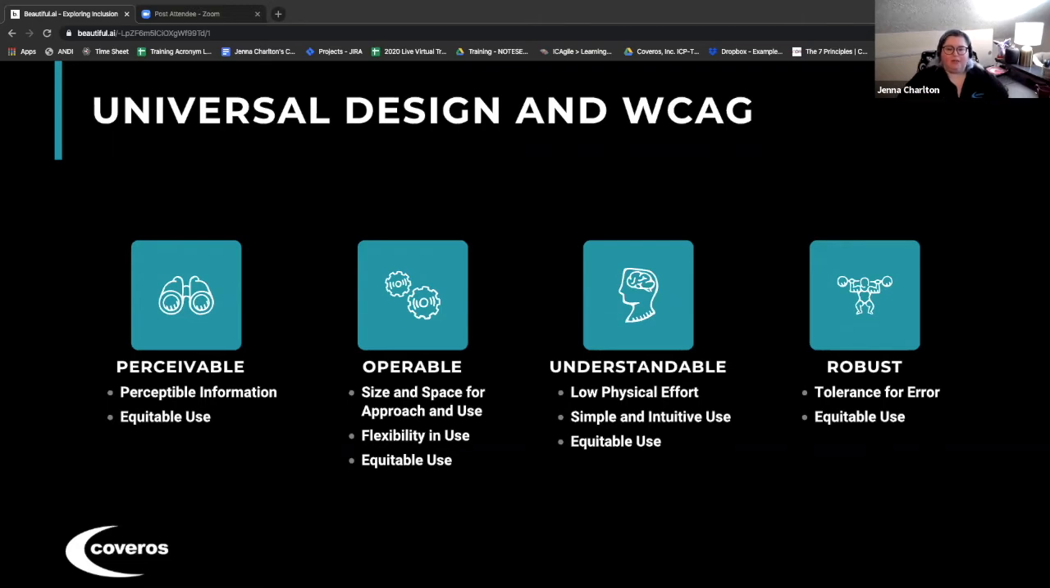It's all about making sure that everybody has equal availability, accessibility, and everyone can use the application or the physical product you've built equally. And this doesn't mean that we leave anyone behind, and it doesn't mean that somebody has to do extra work. It means that we've made it equitable. So perceivable links directly to perceptible information.